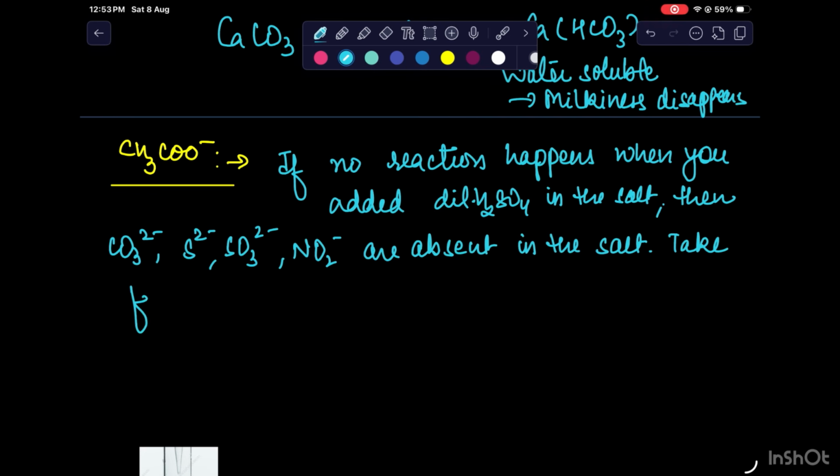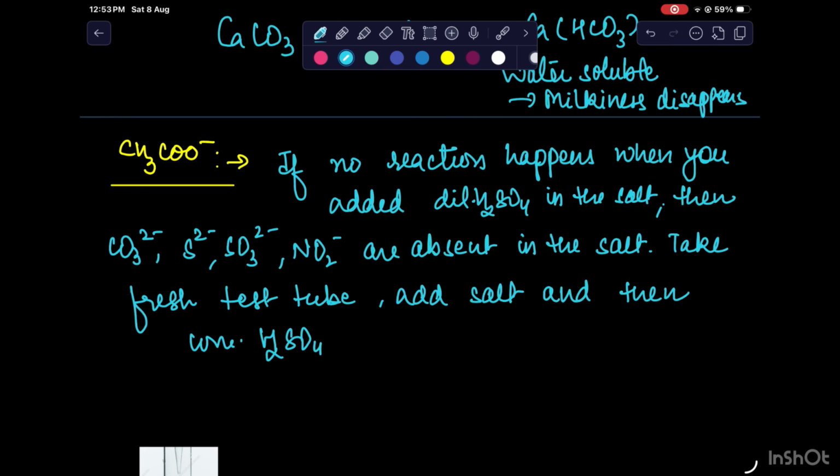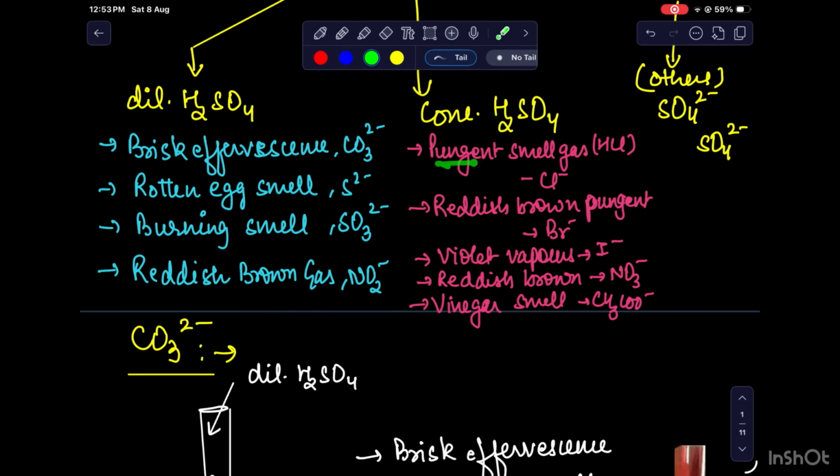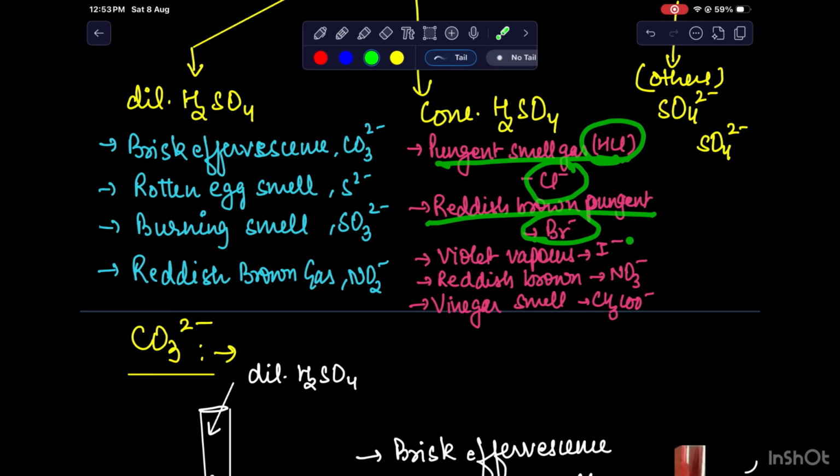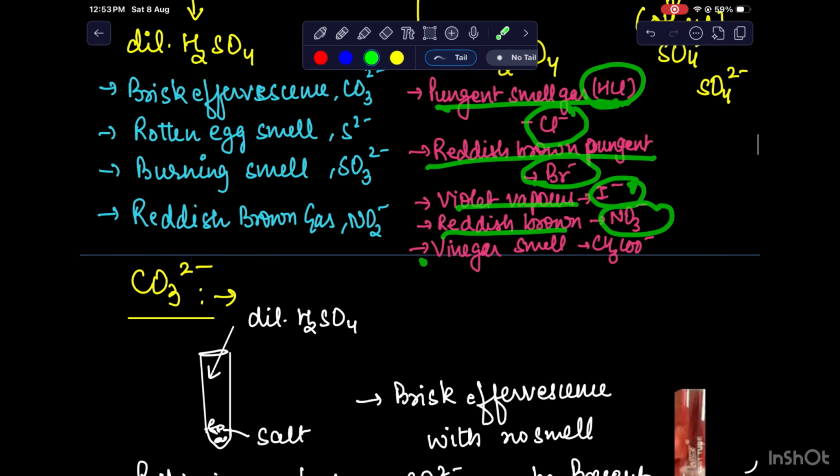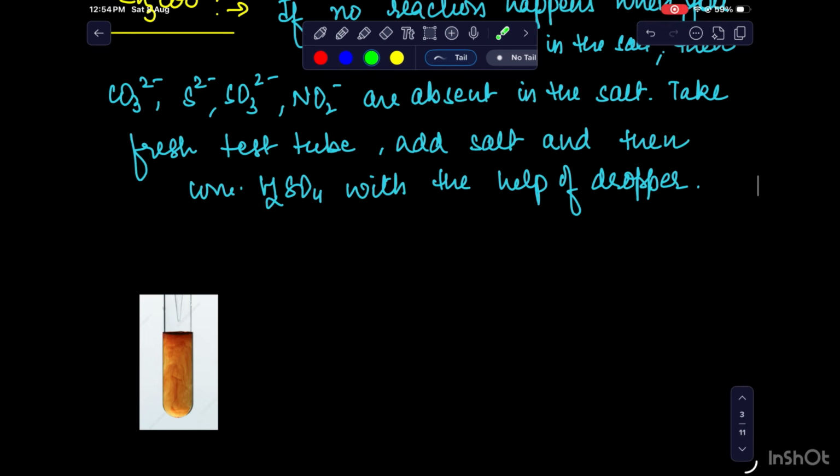So since these anions are absent in the salt, we'll take a fresh test tube and add concentrated H2SO4 to it. Please note that you will not add salt and then dilute H2SO4 and then see that nothing is happening, so you add concentrated H2SO4. If you add concentrated H2SO4 to dilute H2SO4, then obviously the concentrated acid also becomes diluted, right? So we will observe all these things. So always take a fresh test tube, okay?